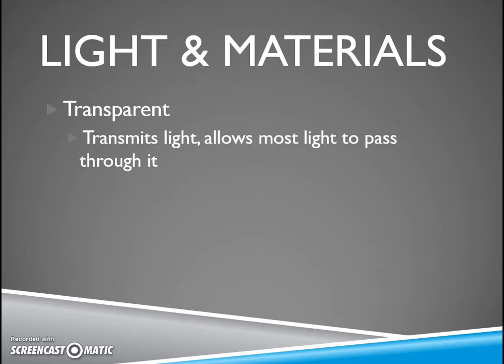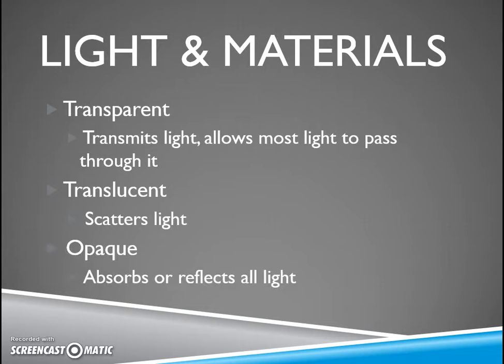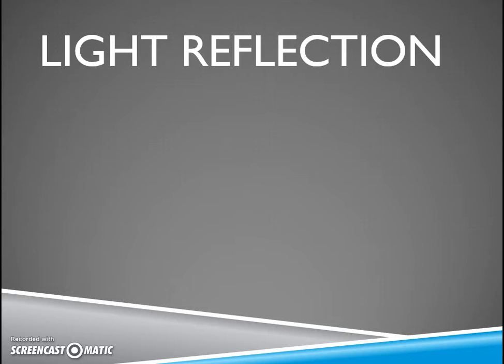Light can be going through a material, so it can be a transparent material, so it allows light to go through the material. It can be translucent, which means it scatters the light. So when you think of translucent, think about the glass or crystal bathroom wall tiles, where you can see light through it in some ways, but everything's still kind of blurry. And then opaque means it absorbs or reflects all light, so you can't see through it at all. So think about your desk.